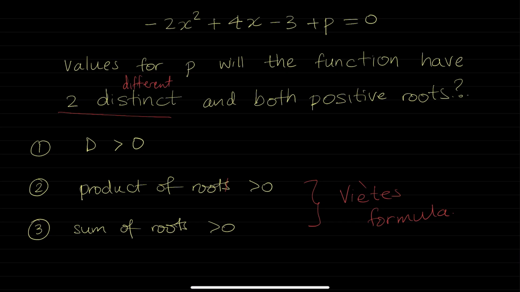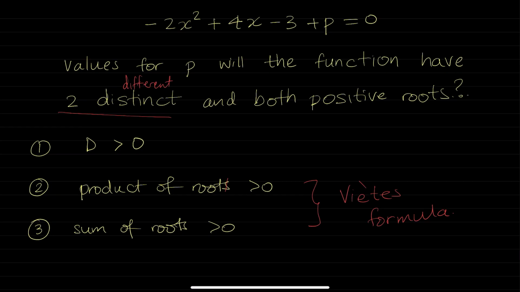and both positive. Okay, now there are certain conditions that must be met to answer this question. So the first condition is that the discriminant must be real and distinct. So for that to happen, the discriminant must be greater than 0. The next one is that the product of the roots must be greater than 0. And the third one is that the sum of the roots must be greater than 0. And these come from Viet's formula.